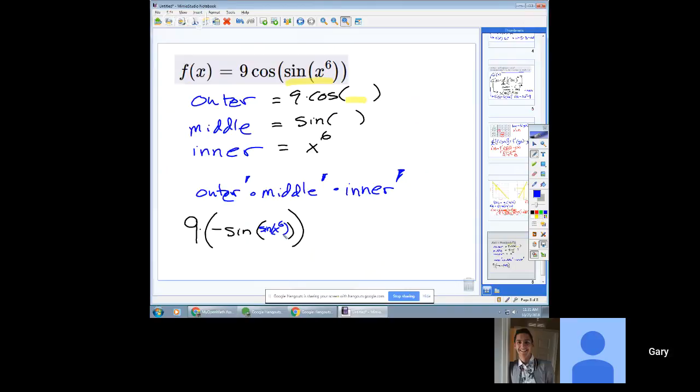Then I move on to the middle function. Let's use red for the middle. Derivative of sine is? Cosine. Yeah, no problem there. Just cosine of parentheses. And the cosine of the sine had what inside of it? Just the x to the 6th, so I threw that back in.